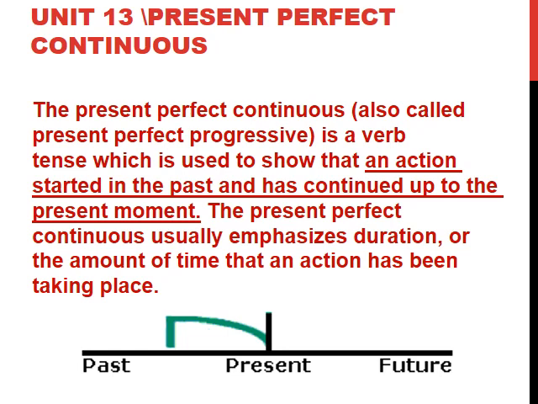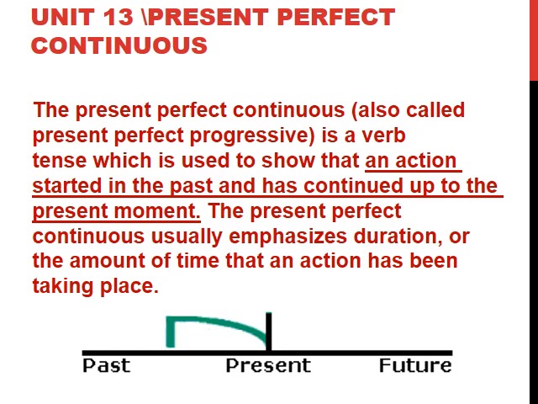The last unit that we are concerned with today is Unit 13, Present Perfect Continuous. This topic is found in your book with some exercises, but first of all we are going to look at the Present Perfect Continuous, its meaning and when we use it. So the present perfect continuous, also called the present perfect progressive, is a verb tense which is used to show that an action started in the past and has continued up to the present moment.